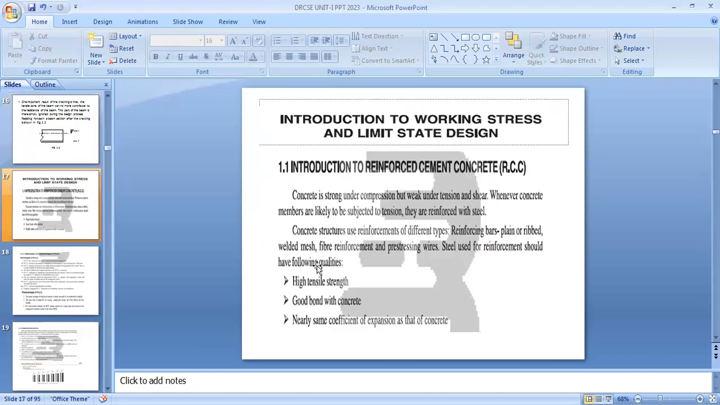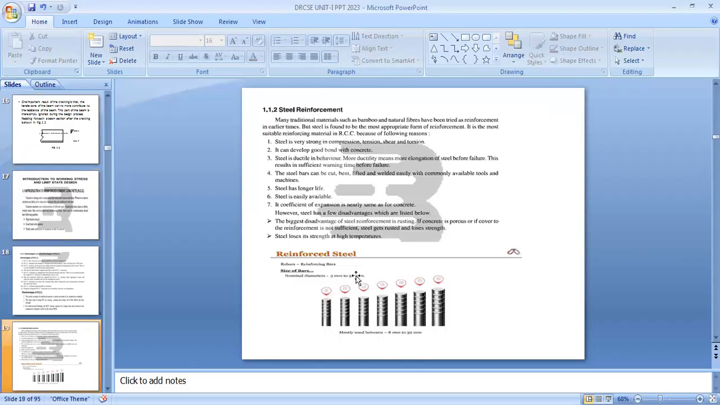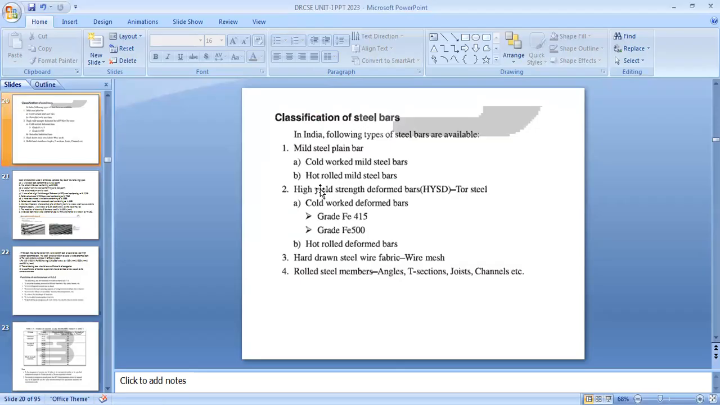And here you can see why we are introducing steel: it has a high tensile strength, good bond with concrete, and nearly the same coefficient of expansion as concrete. Here in this picture you can see the different types of steel bar. The steel rod varies depending upon the diameter, starting from 8 mm upward. Here you can see the classification of steel bar.